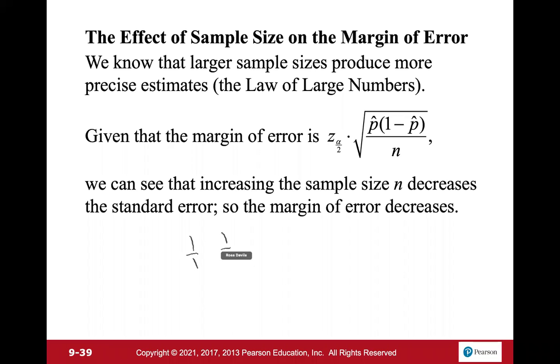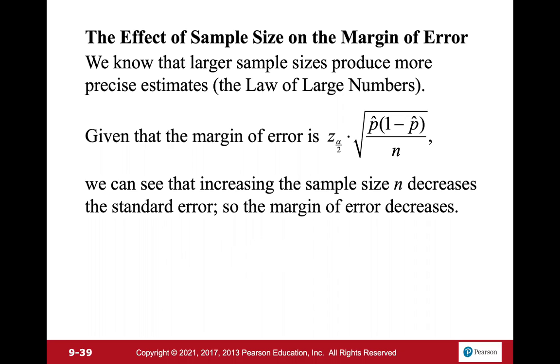1 over 2 is 1/2. 1 over 4 is 1/4. 1 over 100 is a lot smaller. So the value starts getting smaller and smaller and smaller, the larger the denominator is.